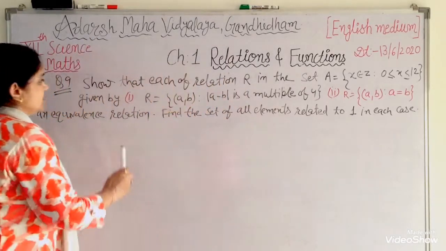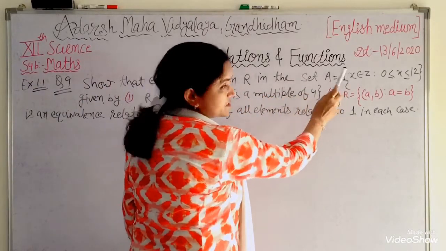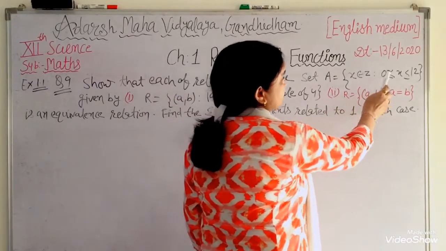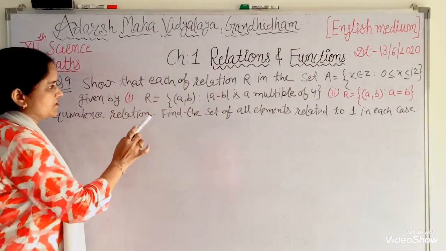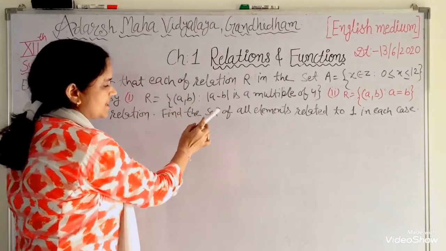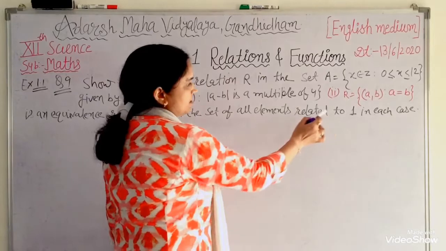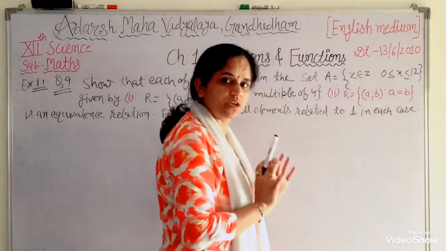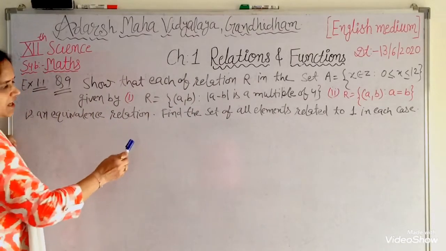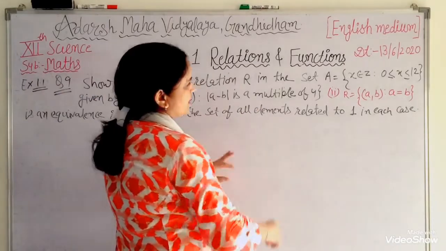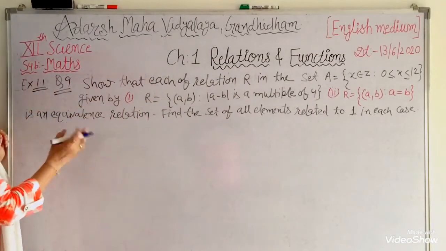The question is: show that each of the relations R in the set A = {x belongs to Z : 0 ≤ x ≤ 12} given by, first part of this question, student, R = {(a, b) : |a minus b| is a multiple of 4}, second part, R = {(a, b) : a = b}, is an equivalence relation, and find the set of all elements related to 1 in each case. Okay. It is also like the previous question, student.